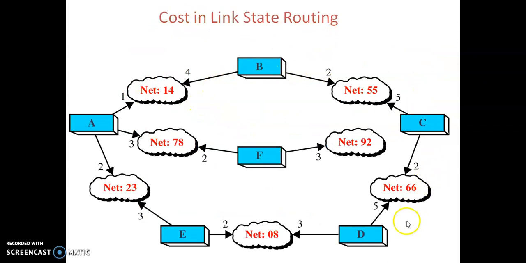This is an example which we have shown here. A, B, C, D, E, F are the routers and the cloud shapes are the networks numbered 14, 55, 92, 66, 8, 23, 78, etc. So the cost from router A to network 14 is 1. In the same way, the cost from B to reach network 14 is 4. This is the outbound cost. No cost is given when a packet reaches the router from the network. We will consider the cost only when a packet moves out from the router to the network. In a similar way, the cost is given here.